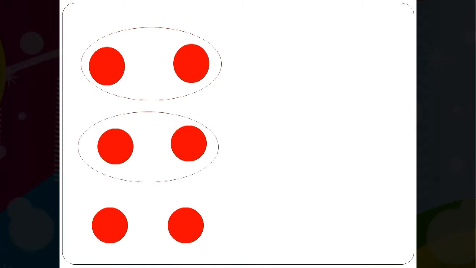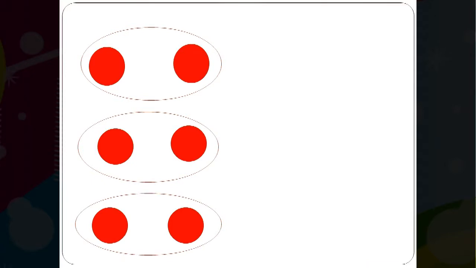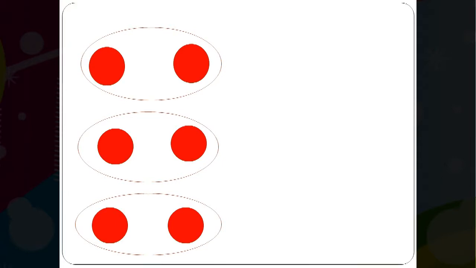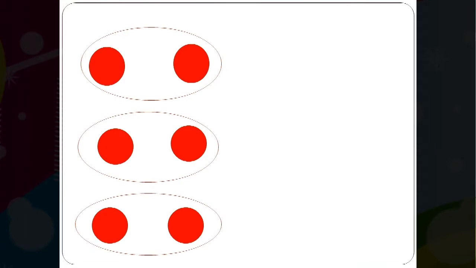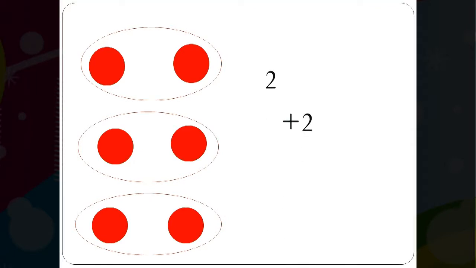1 group, 2 groups, 3 groups. How many counters do we have in each group? We have 2 counters in each group. Can you write an addition fact to show what is illustrated here? 2 plus 2 plus 2 will give us 6.